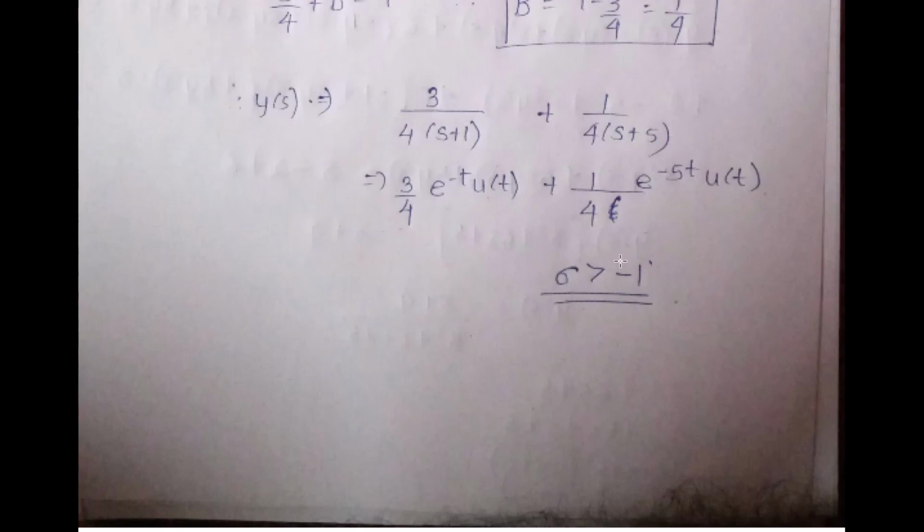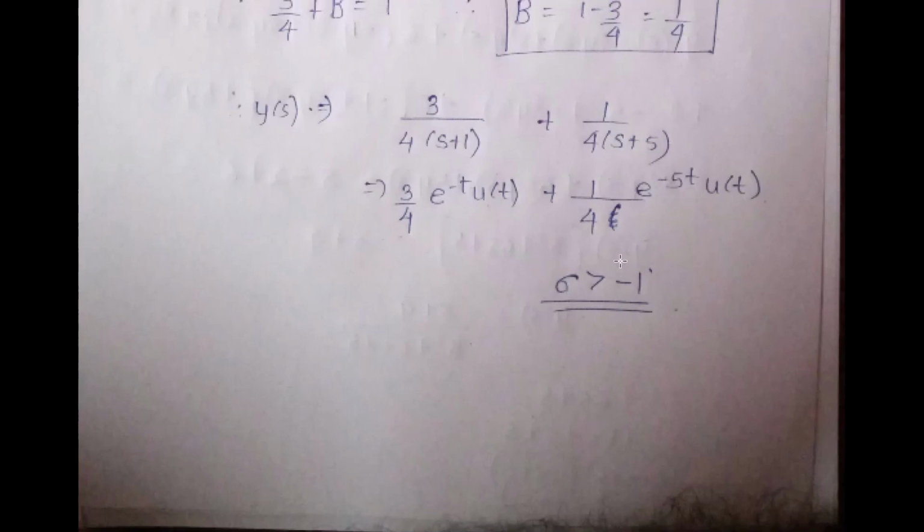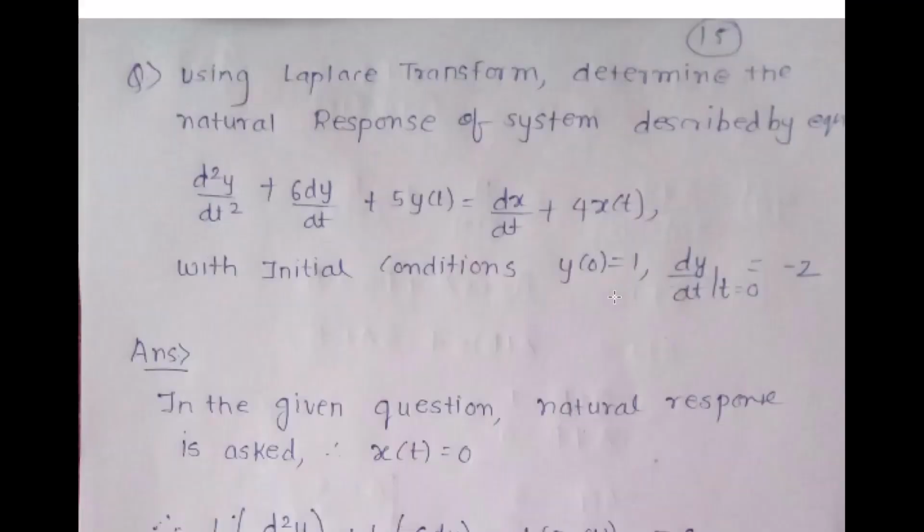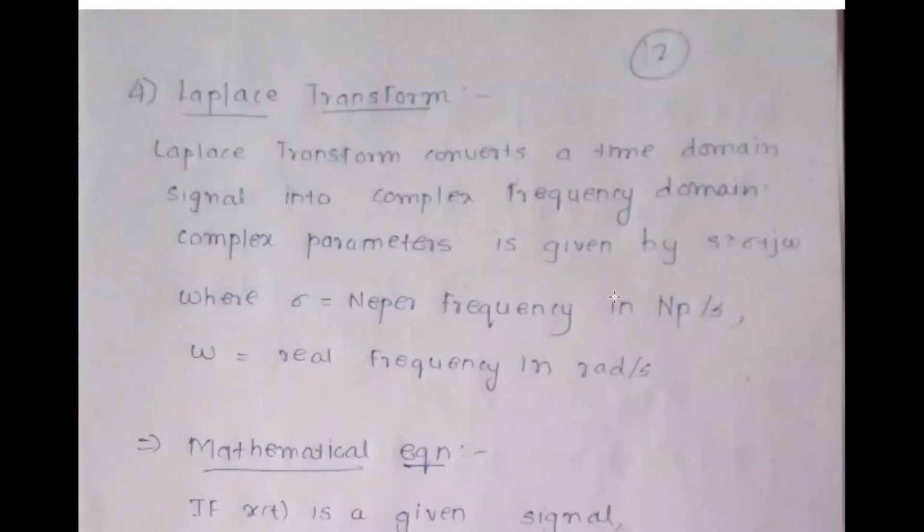And the ROC will be given as sigma greater than minus 1, because sigma will be greater than minus 1 and sigma will be greater than minus 5. So the common one will be sigma greater than minus 1. So this is very important, so please make a note of it.